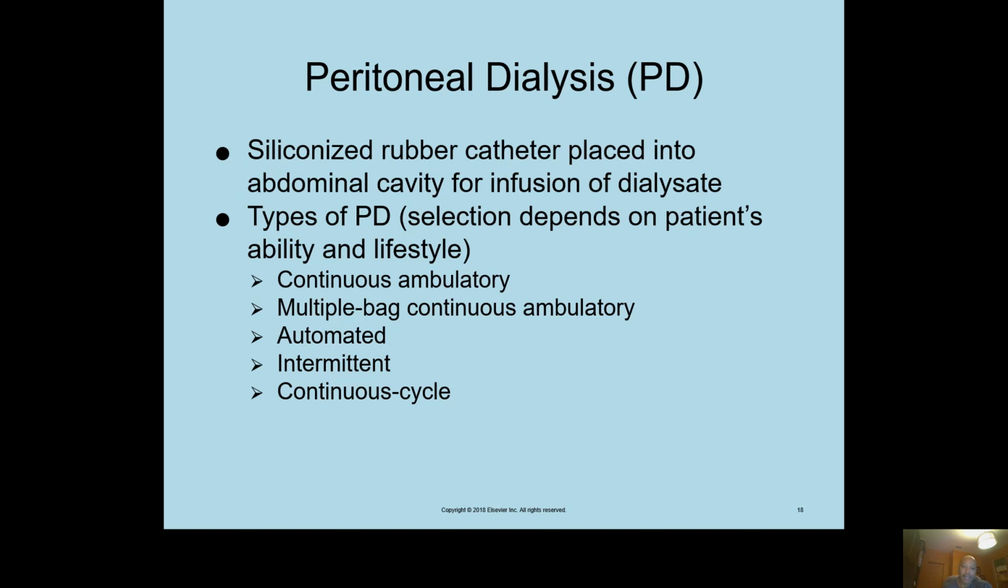Now, factors that affect peritoneal dialysis efficiency: things like infection, vascular disease, and decreased perfusion of the peritoneum can also alter the efficiency of this system.